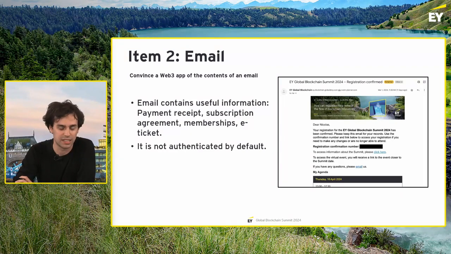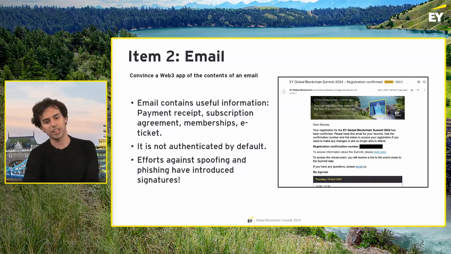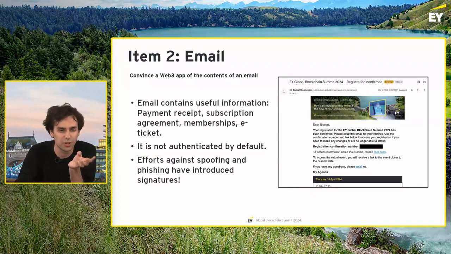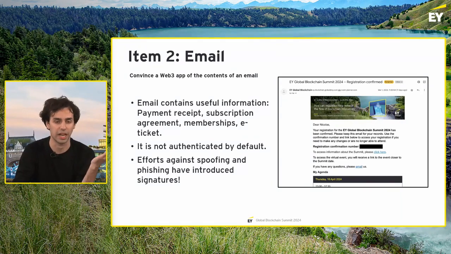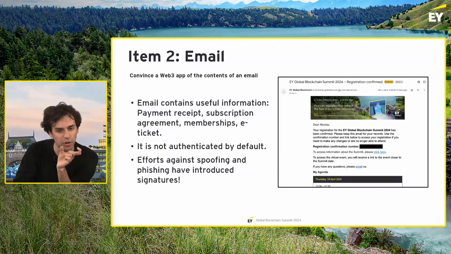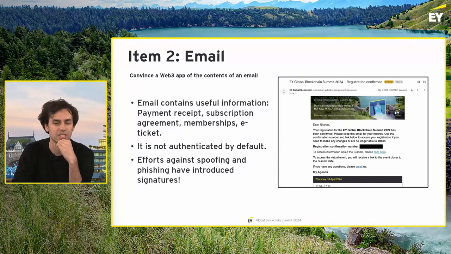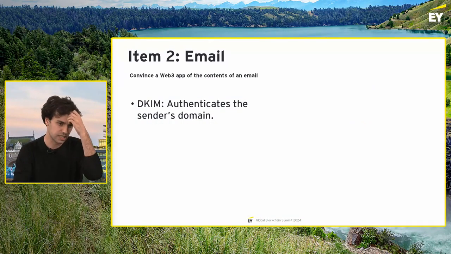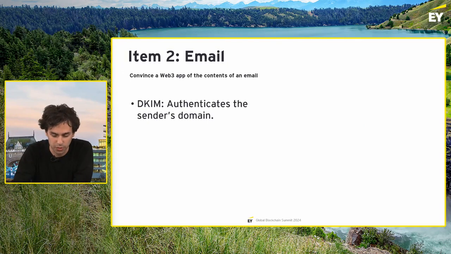Luckily, recent fights against spoofing and phishing have introduced signatures. They're not perfect, but we have signatures in email. And actually, if you look at this screenshot of the email, we have EY Global Blockchain. So that is a name that the sender chose for themselves. This name could be anything. We can't trust this. But on the right, you might see lighter characters. And these lighter characters are only displayed to me by Gmail because they verified a signature. And they know that the email does come from ey.com. And so this process is known as DKIM, which stands for Domain Key Identified Mail.